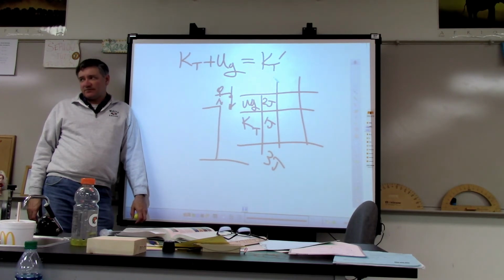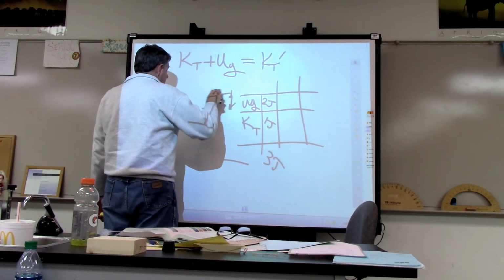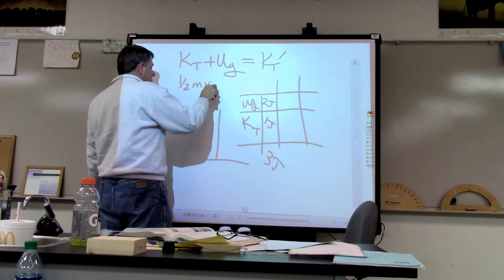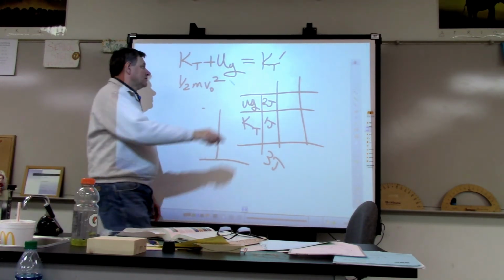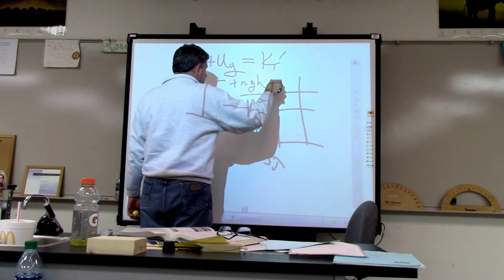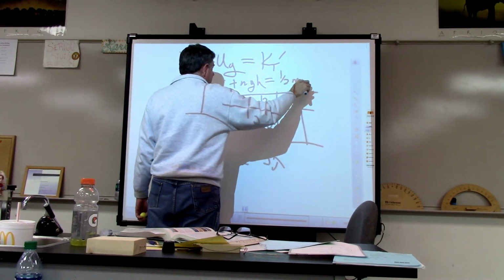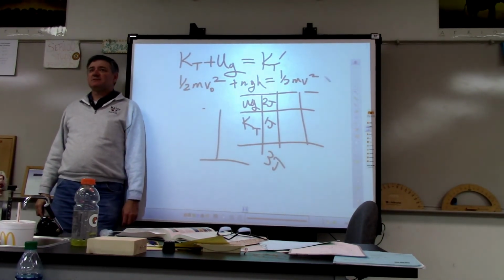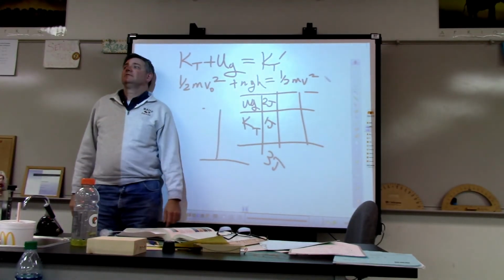Do not make this difference. Mass and velocity? 1/2 mv squared? See, with the 1/2 special. 1/2 m v naught squared, perhaps? And this is going to be mgh. And this is going to be 1/2 m v squared. So, what can I get rid of?